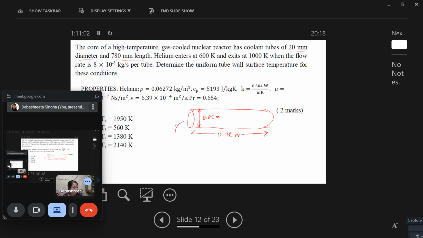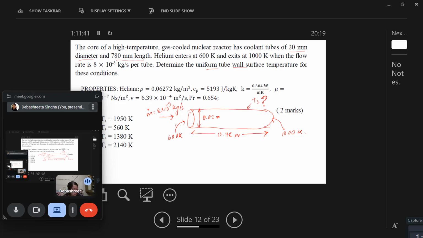Helium enters at 600 Kelvin and exits at 1000 Kelvin. When the flow rate is 8 into 10 to the power minus 3, m dot is 8 into 10 to the power minus 3 kg per second. Determine the uniform wall surface temperature for these conditions. So how much is Ts? So this is uniform, that means constant wall temperature case.